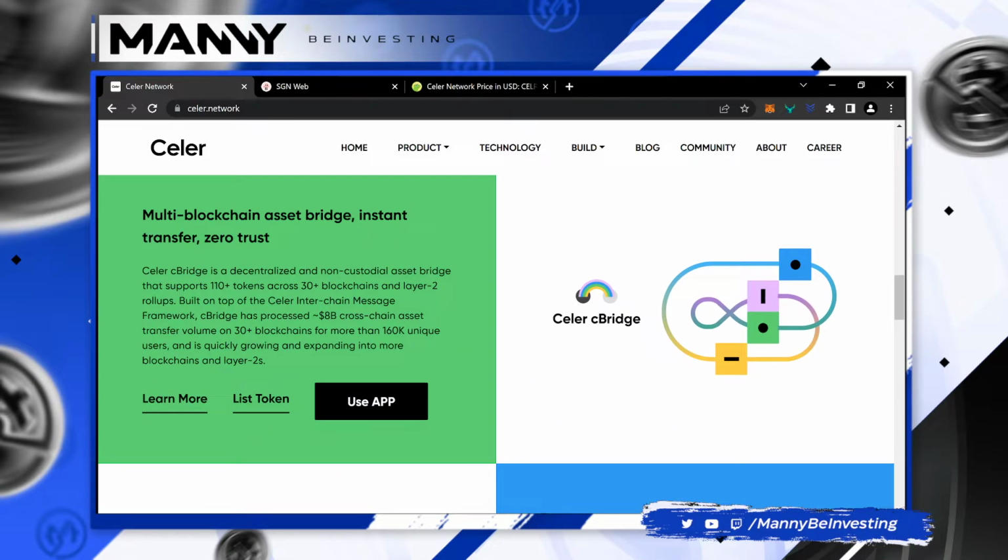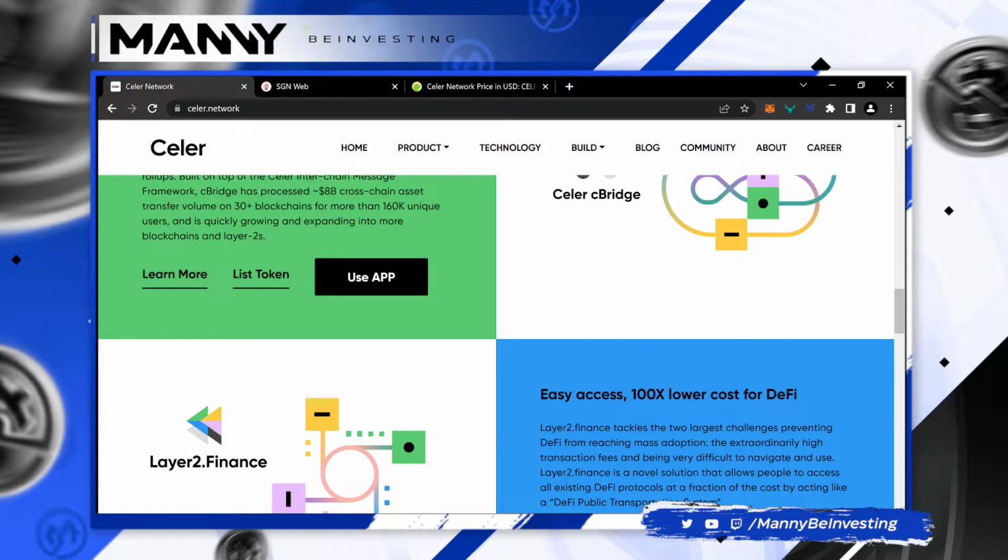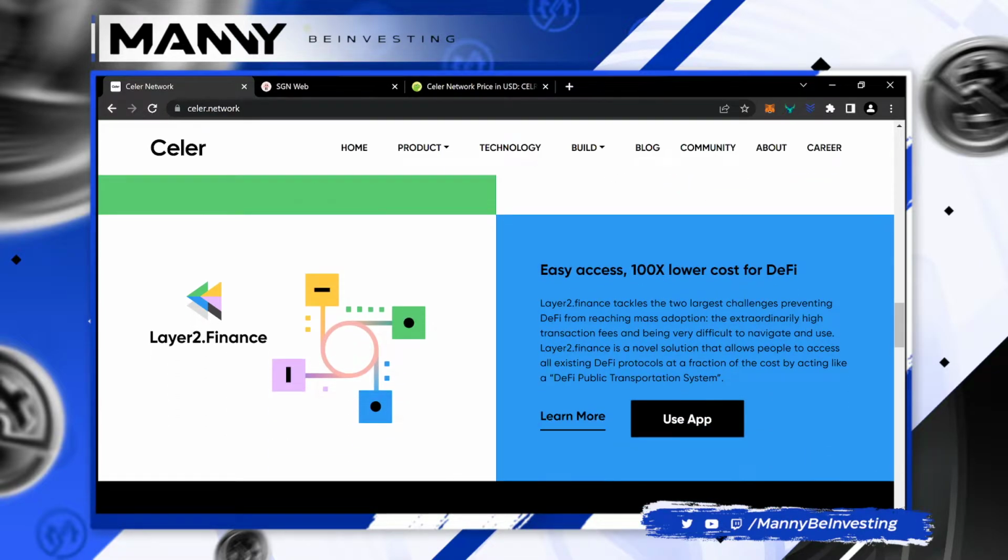Multi-block asset bridge, instant transfer, zero trust. Celer Bridge is a decentralized and non-custodial asset bridge that supports 110 plus tokens across 30 plus blockchains in layer 2 rollups. Built on top of Celer interchain message framework, C-Bridge has processed 8 billion cross-chain asset transfer volume on 30 plus blockchains for more than 160,000 unique users, and is quickly growing and expanding into more blockchains and layer 2s. That's pretty cool.